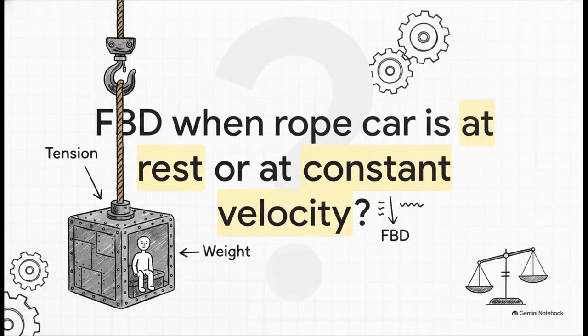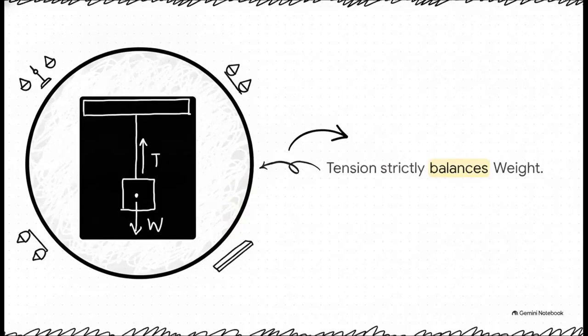I want you to visualize a heavy rope car suspended by a single cable in an industrial facility. If this car is completely at rest, or if the hoist is pulling it upward at a perfectly constant velocity, how do we draw those forces? Think back to our equilibrium equations. Well, because the acceleration is exactly 0 in both of those scenarios, the sum of forces has to be 0.